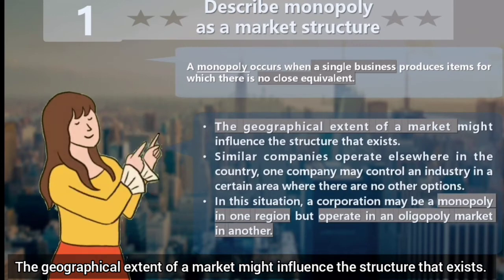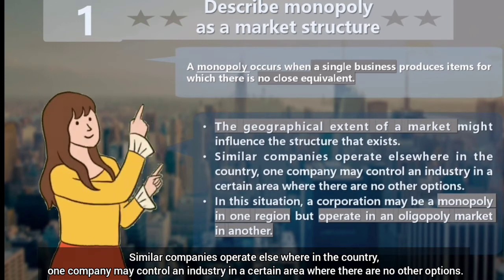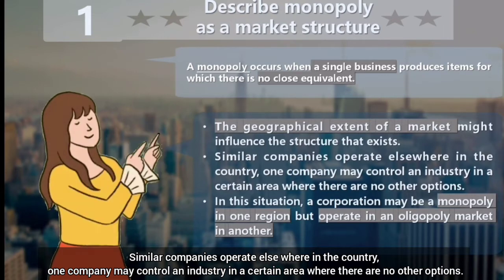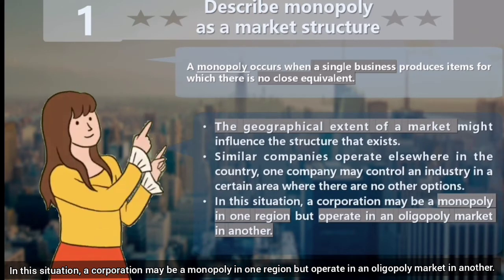The geographical extent of a market might influence the structure that exists. Similar companies operate elsewhere in the country. One company may control an industry in a certain area where there are no other options. In this situation, a corporation may be a monopoly in one region but operate in an oligopoly market in another.